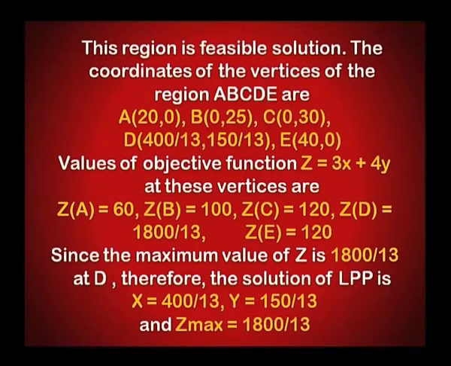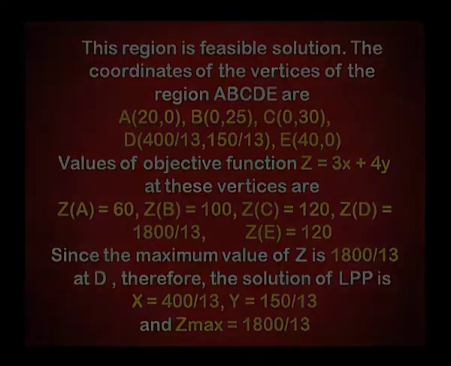Since the maximum value of z is 1800/13 at D, therefore, the solution of the linear programming problem is x = 400/13, y = 150/13, and the maximum value of z is 1800/13.